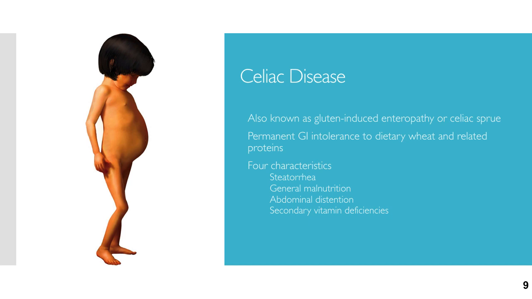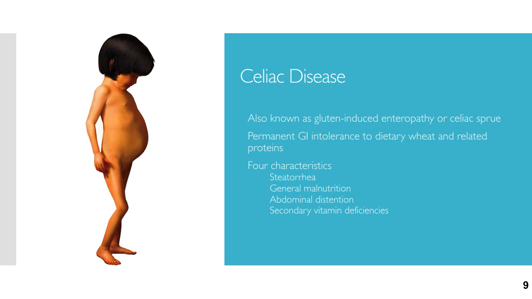Celiac disease is not the same as these inflammatory diseases, but yet on some level there's similarities with it. It's also known as gluten-induced enteropathy or celiac sprue. It is a permanent GI intolerance to dietary wheat and any related proteins. The four characteristics of celiac disease are steatorrhea, which is a fatty stool, general malnutrition.